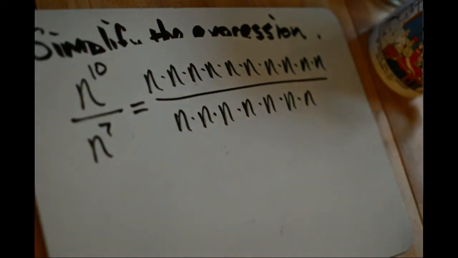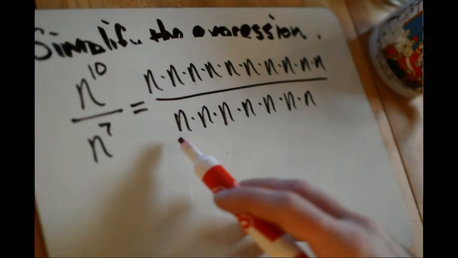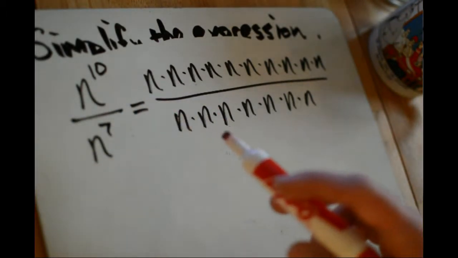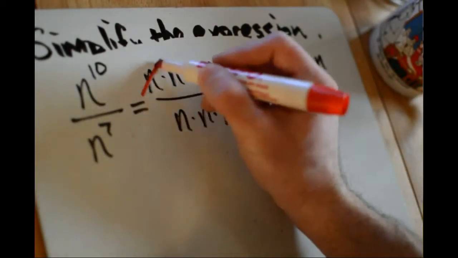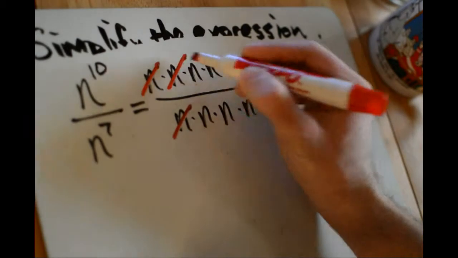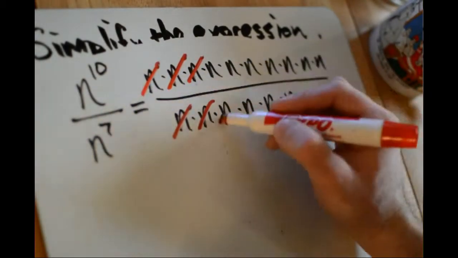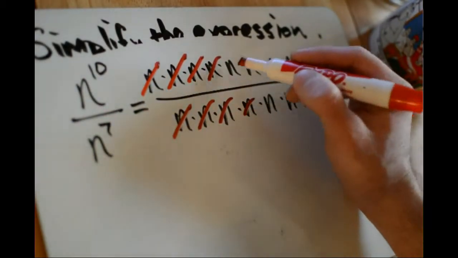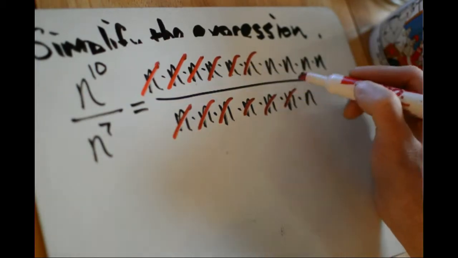Now, each time we have a pair of an n in the numerator and an n in the denominator, we're dividing something by itself and getting 1. So you might think of this as canceling out, but this n and this n have divided out and they're just now 1. And multiplying or dividing by 1 doesn't change anything. This n and that n divide out to 1, this n and that n. Every pair of n's that we have divides out and just gives us 1.